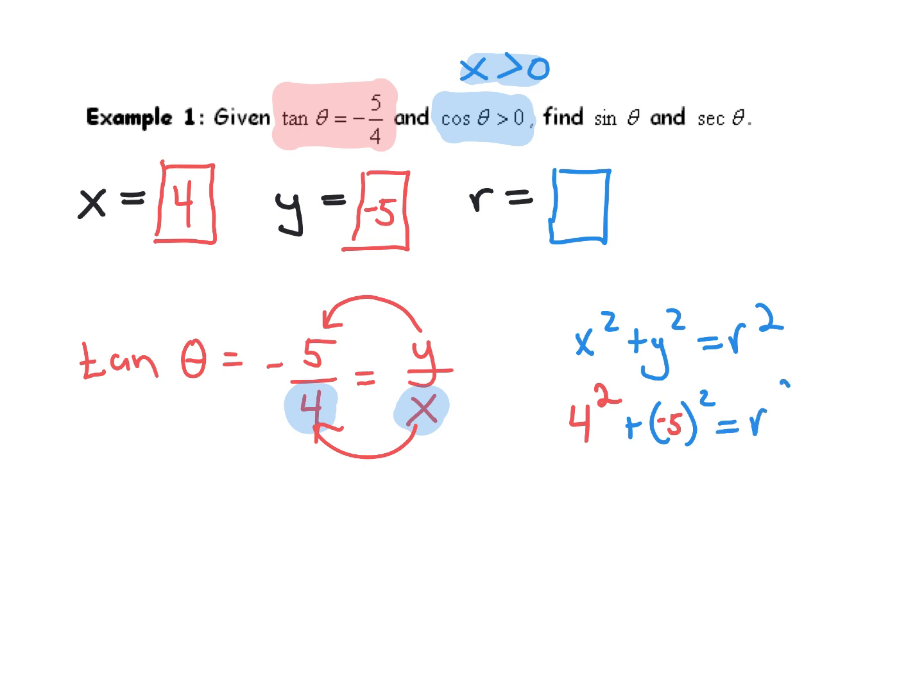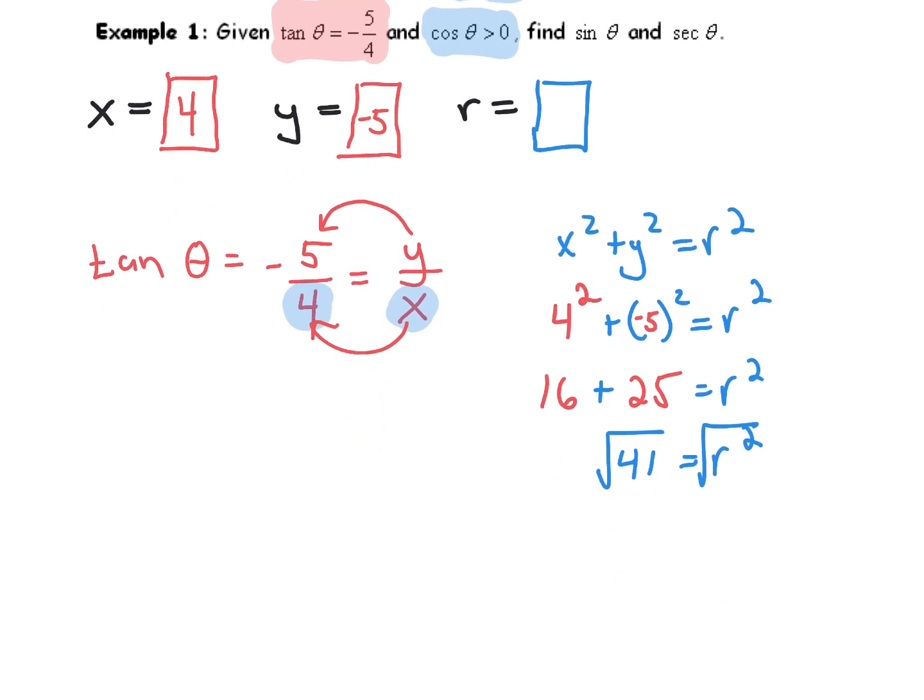And now we just need to figure out what r squared is. So I have 16 plus 25. And that'll give me my r squared. So 16 and 25 is 41. You square root both sides. Don't forget, whenever you square root both sides, you always need a plus or minus. Oh, we have to think about it again. So you're only going to get one answer.